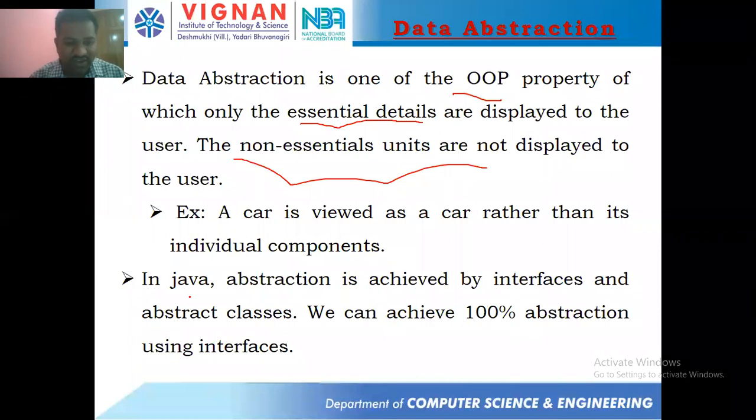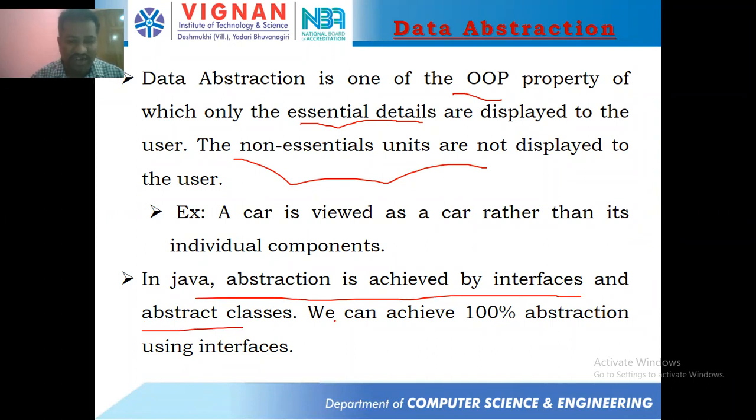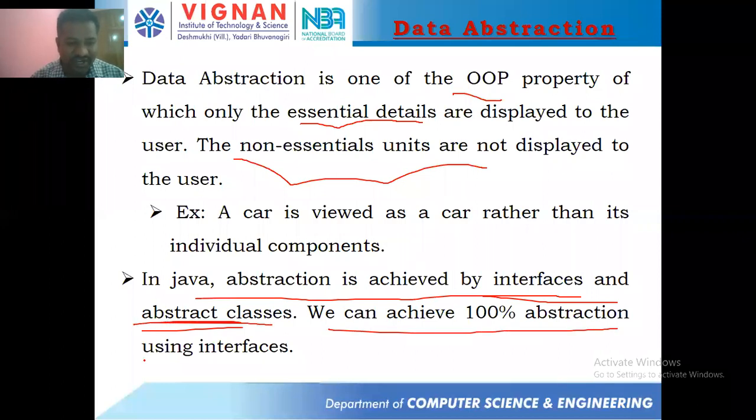In Java, abstraction is achieved by interfaces and abstract classes. We can achieve 100% data abstraction using interfaces. Why we are not achieving 100% with respect to abstract classes, that I will discuss.